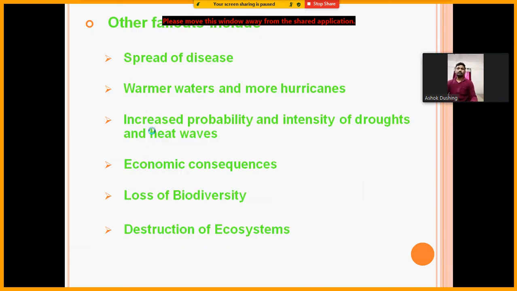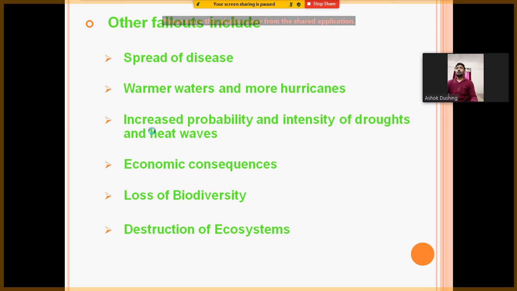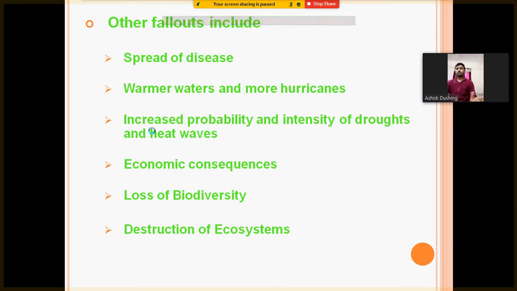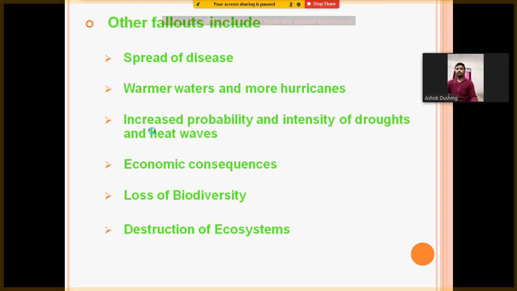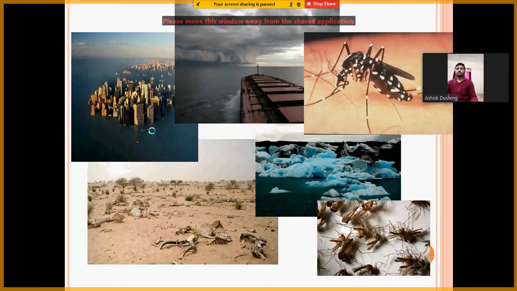Other problems faced by the ecosystem or human beings: spread of diseases, warmer waters, and more hurricanes, increased probability and intensity of droughts and heat waves. Economic consequences, loss of biodiversity, destruction of ecosystem, etc.